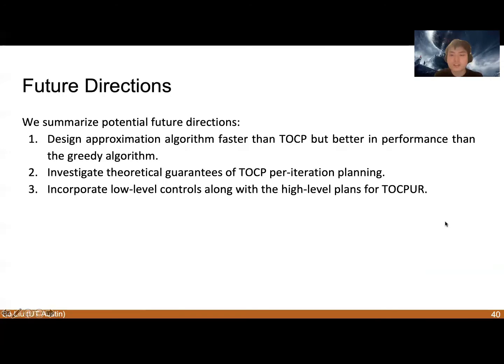Regarding the future directions, we summarize potential future directions below. First, we can design an approximation algorithm faster than TOCP, but better in performance than the greedy algorithm. We can also investigate theoretical guarantees of TOCP per iteration planning. For example, what is the regret bound for this algorithm? Lastly, we can also incorporate low-level controls along with the high-level plans for TOCPUR.